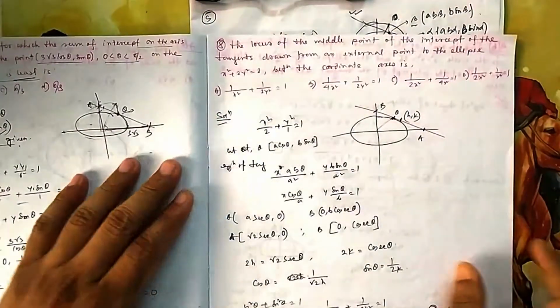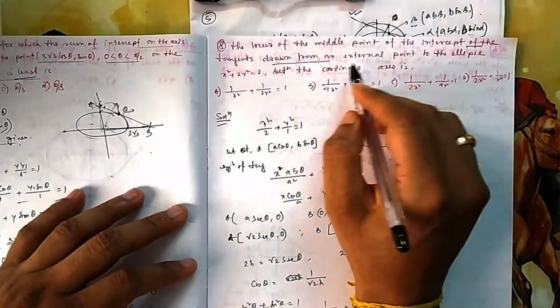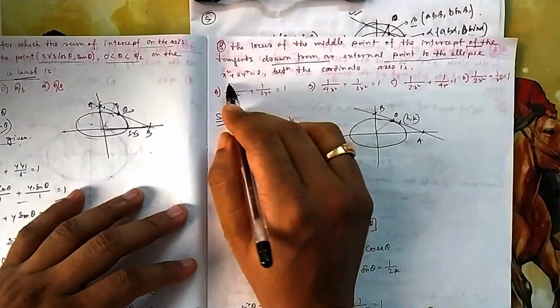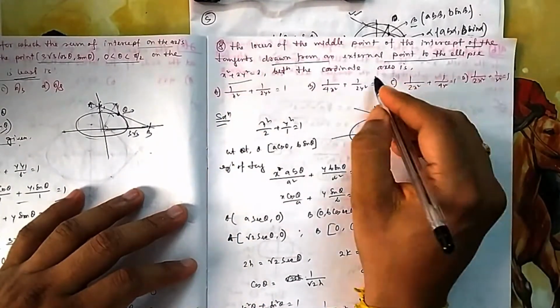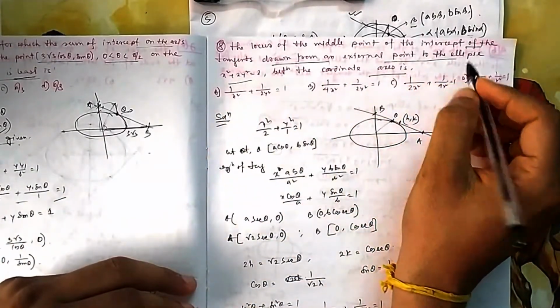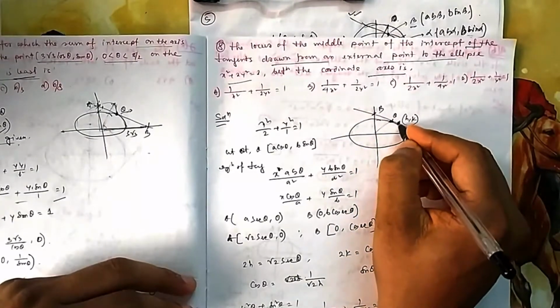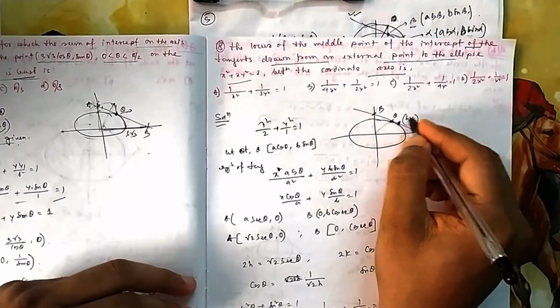Now if you come to question number 8, the locus of the middle point of the intercept of the tangents drawn from an external point to an ellipse, this one, between the coordinate axis. Okay. So what they are asking, the middle point of the intercept. So there you have an intercept of the tangents here AB. So what is the middle point? Let the middle point be h, k. So you have to find the locus of this point.